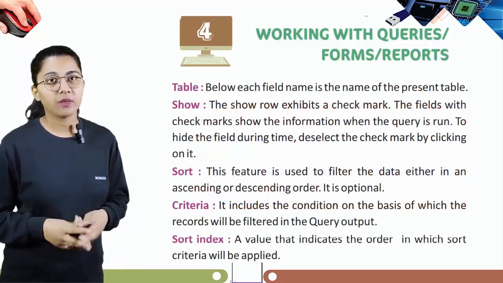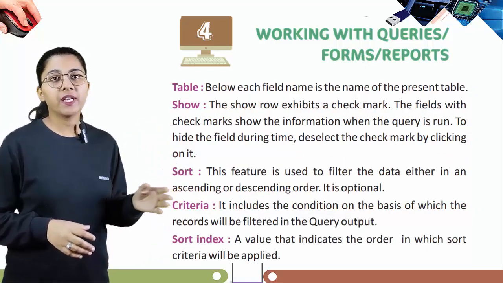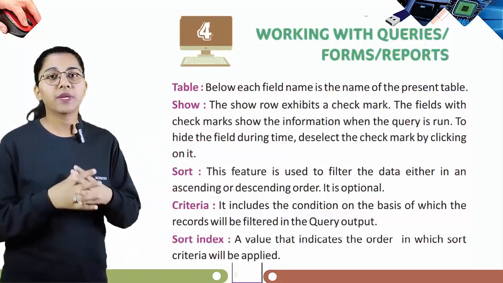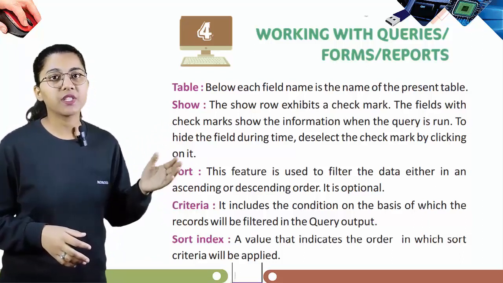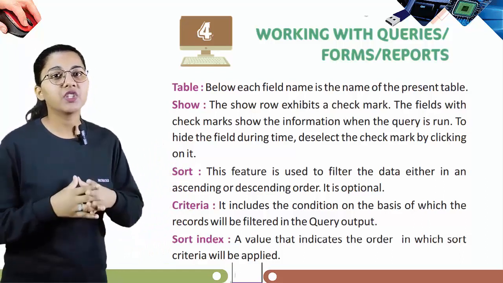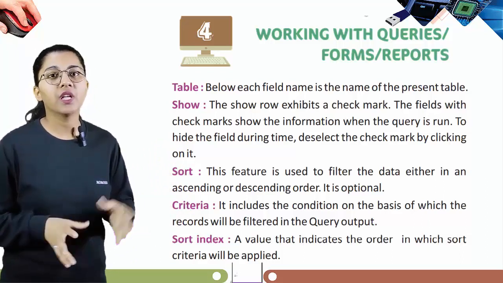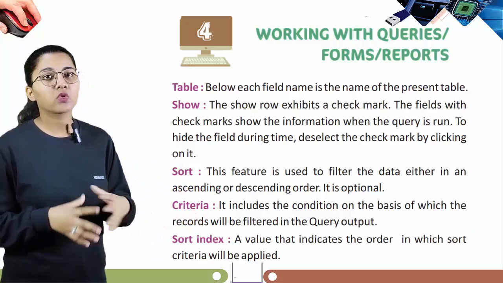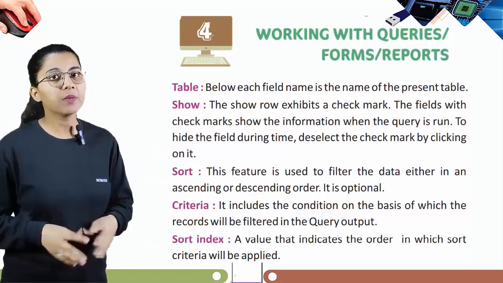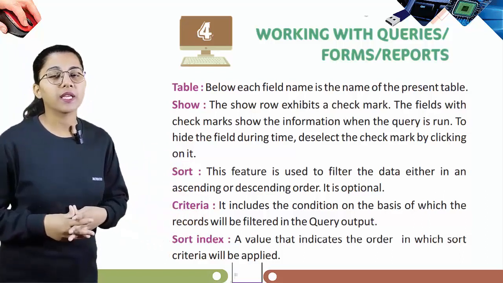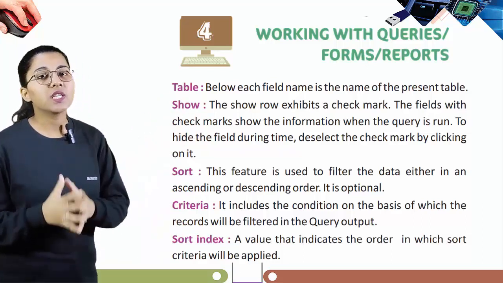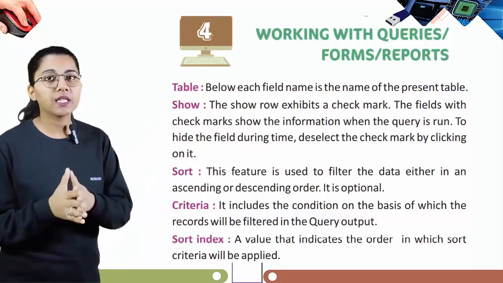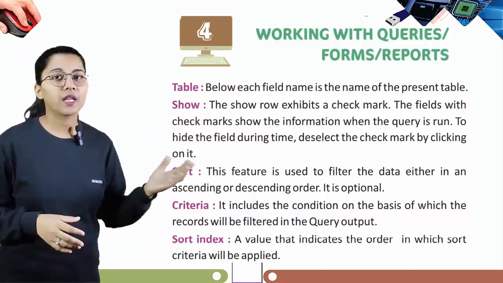Next we have table. Below each field name is the name of the present table. Show. The show row exhibits a check mark. The field with the check mark shows the information when the query is run. To hide the field during the run, deselect the check mark by clicking on it. Then we have sort. This feature is used to sort the data in either ascending or descending order.